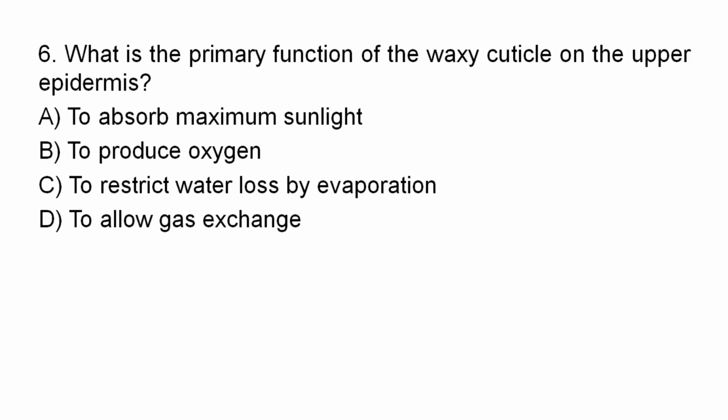Good. Question number 6. What is the primary function of the waxy cuticle on the upper epidermis? On the upper epidermis, we get cuticle. We get waxy cuticle. What is the reason? A, to absorb maximum sunlight. B, to produce oxygen. C, to restrict water loss by evaporation. D, to allow gas exchange.